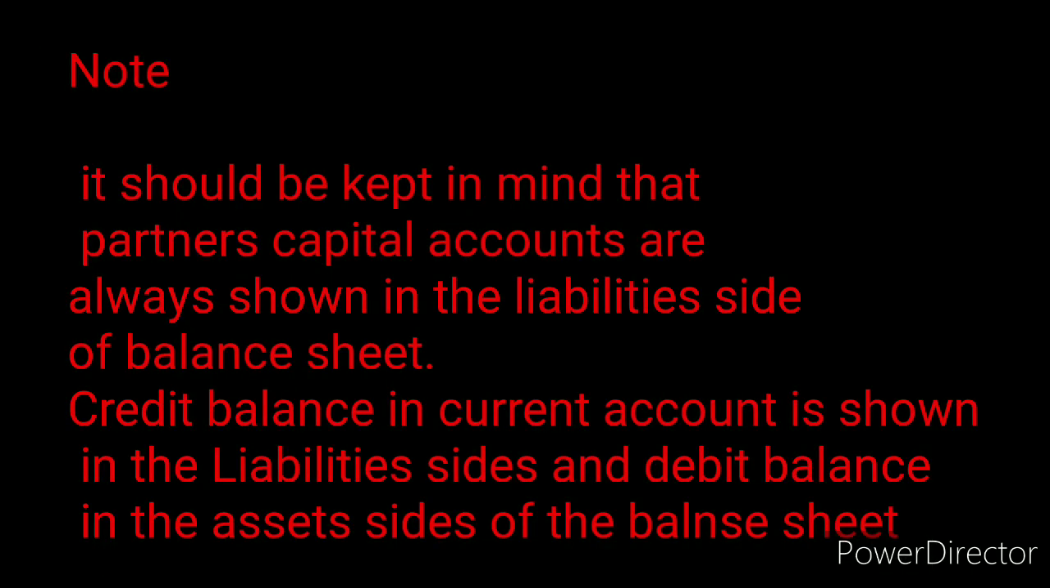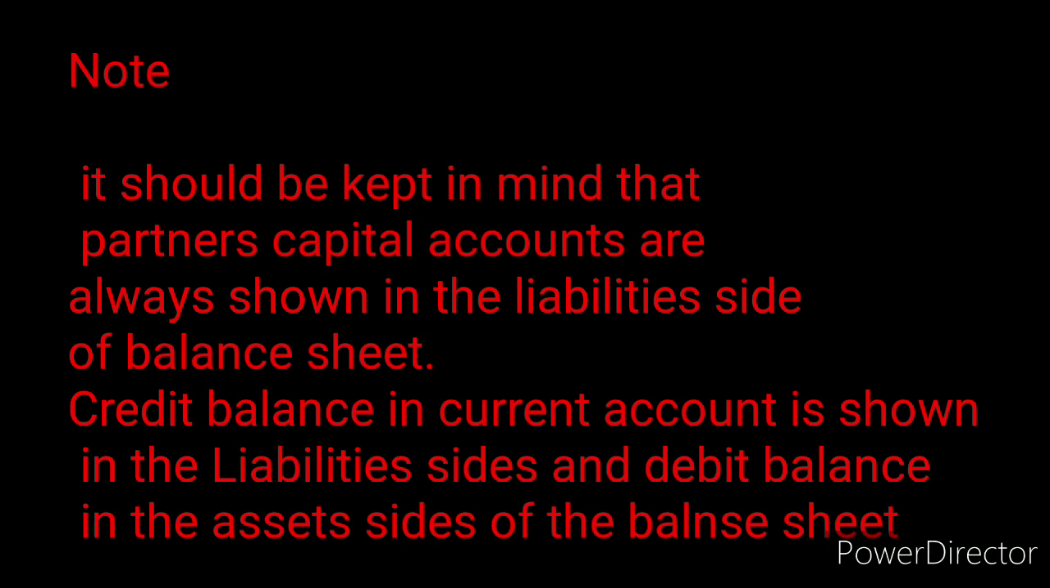Here is one important note. It should be kept in mind that partners' capital accounts are always shown on the liabilities side of the balance sheet. The credit balance in the current account is shown on the liabilities side and the debit balance on the asset side of the balance sheet. Hence, by preparing this account, we can keep the main capital of the business fixed, as a result of which there is no fluctuation at all. Hence, the firm will be able to find out the exact reasons behind the change.